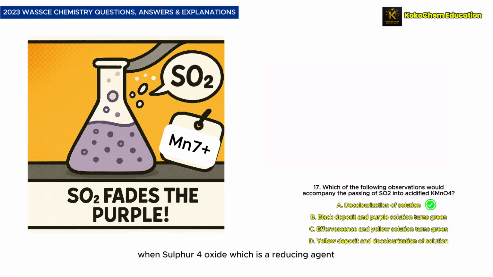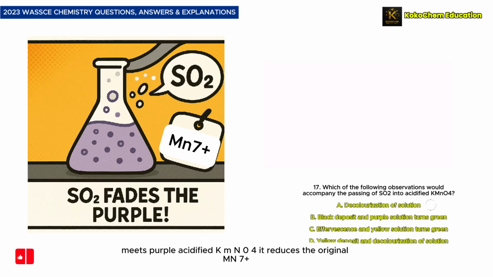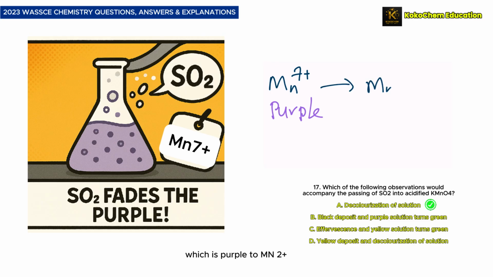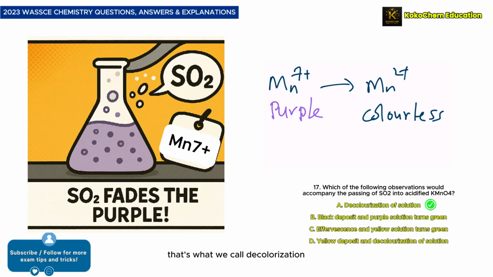Explanation. When sulfur(IV) oxide, which is a reducing agent, meets purple acidified KMnO4, it reduces the original Mn7+, which is purple, to Mn2+, which is colorless. So the solution loses its color. That's what we call decolorization.